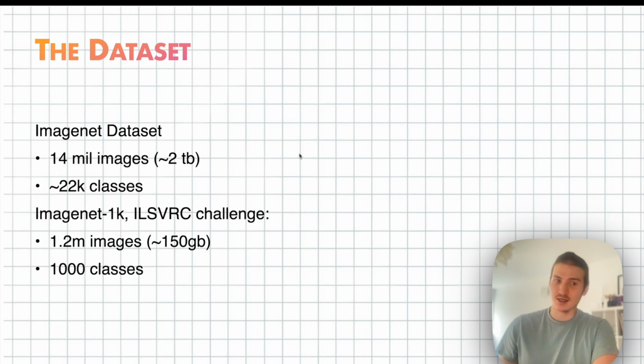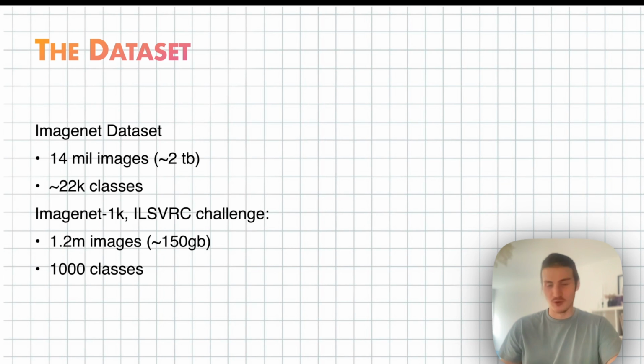The most classical subset of it, called ImageNet 1K, was the one used as a dataset for the famous ImageNet challenge that is talked about a lot in computer vision tutorials and deep learning tutorials. It is a subset of 1,000 classes from this dataset, which results in about 1.2 million images, which is 150 gigabytes. And so you can shrink it even further.